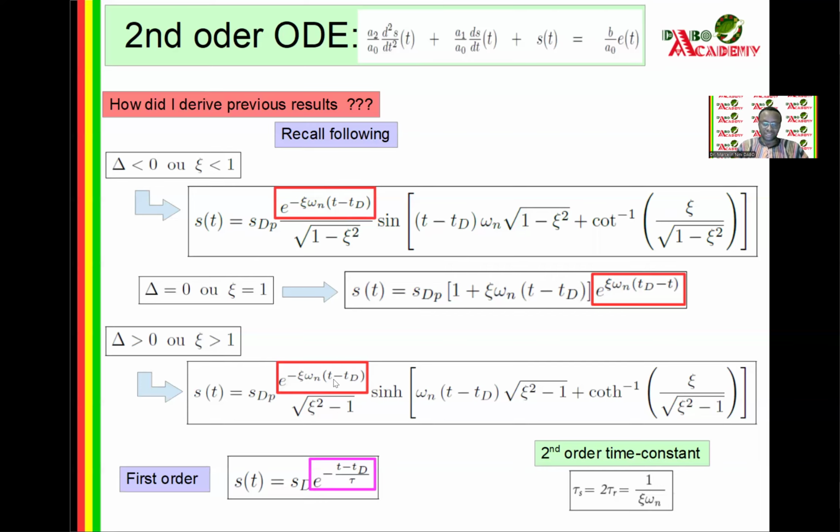Because they are identical. And then I want to say that it is also through contemplation, a deep observation, that you can finally see that the time constant of the second order system is only this one.